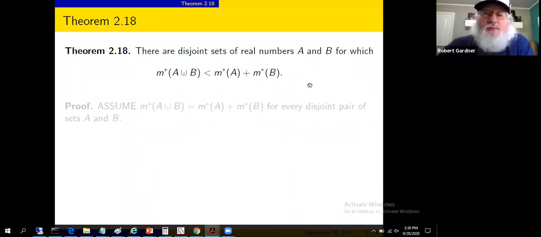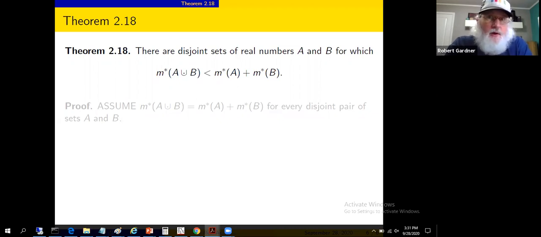This is a repetition of some material in the notes for the third edition. The claim is there are disjoint sets of real numbers A and B for which the outer measure of the disjoint union is strictly less than the sum of the outer measures. See the video for section 2.6, edition 3, for a tirade about how messed up this is. You're taking a set and just breaking it into two disjoint pieces, and it gets heavier. It gets a larger outer measure when you just break it in two. Yep, that's a consequence of the axiom of choice.